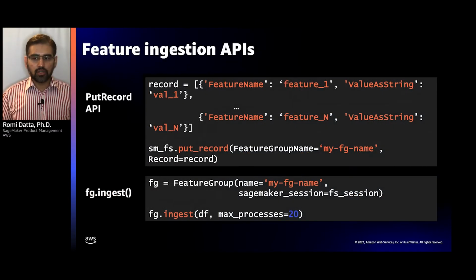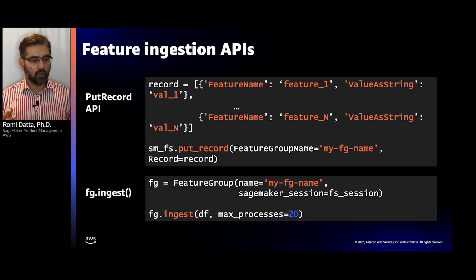As mentioned, you can do streaming ingest into the feature store. We provide a put record API, which lets you do a streaming ingest. And we also provide an SDK capability called featuregroup.ingest, which lets you parallelize the put record API automatically. It's a convenience function and lets you do parallel streaming ingestion.